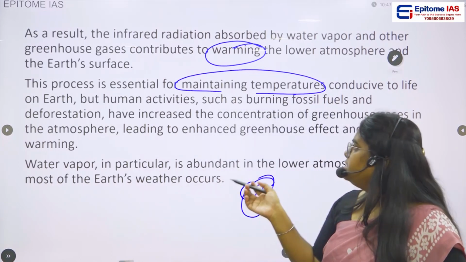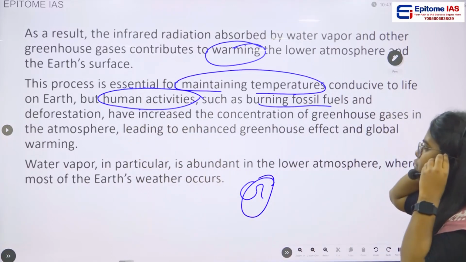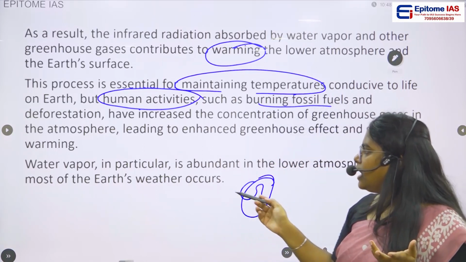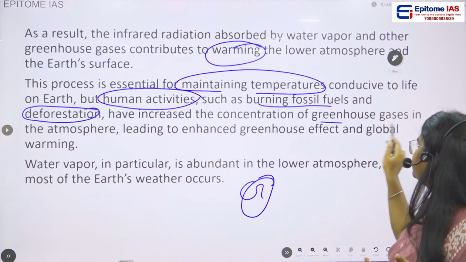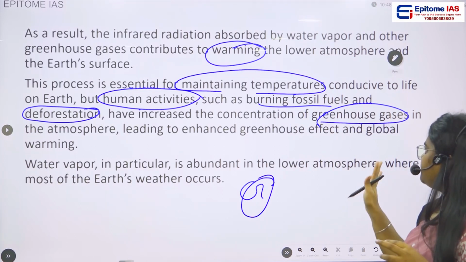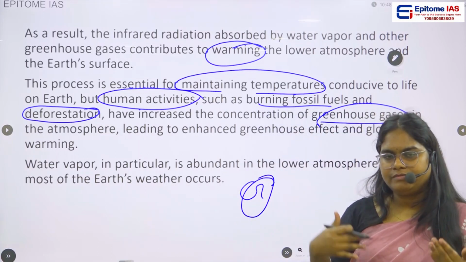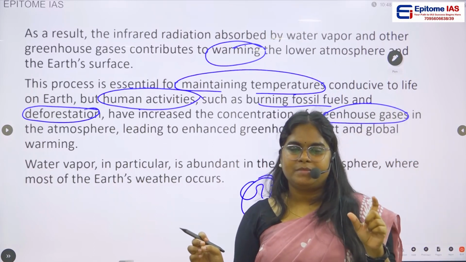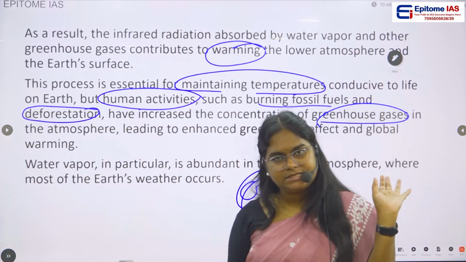Okay, but what happens is, because of human activities such as burning of fossil fuels, like burning of coal and everything, apart from deforestation, the concentration of greenhouse gases in the atmosphere has increased, leading to the enhanced greenhouse effect and global warming. Okay, because of the human-made increase in greenhouse gases, especially carbon dioxide, this global warming phenomenon is increasing in recent years.